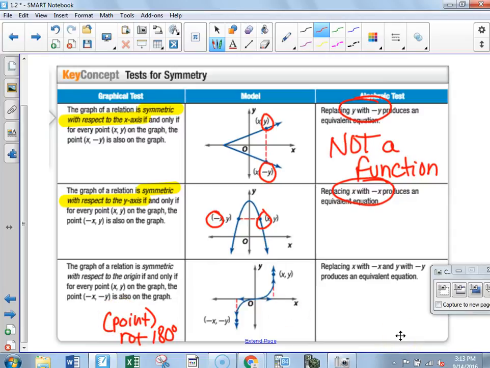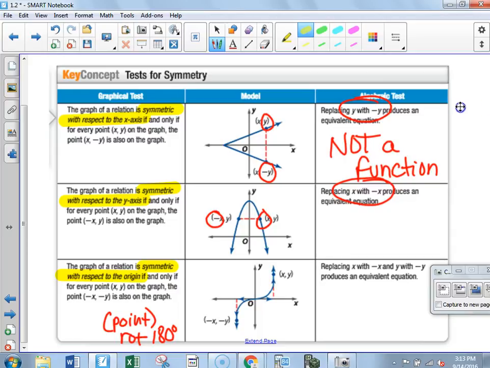So this symmetry is no longer called point symmetry when we do it on the coordinate plane. It's called symmetric to the origin. That point is the origin, okay? So you have to be able to flip it upside down with the x and y axes there.